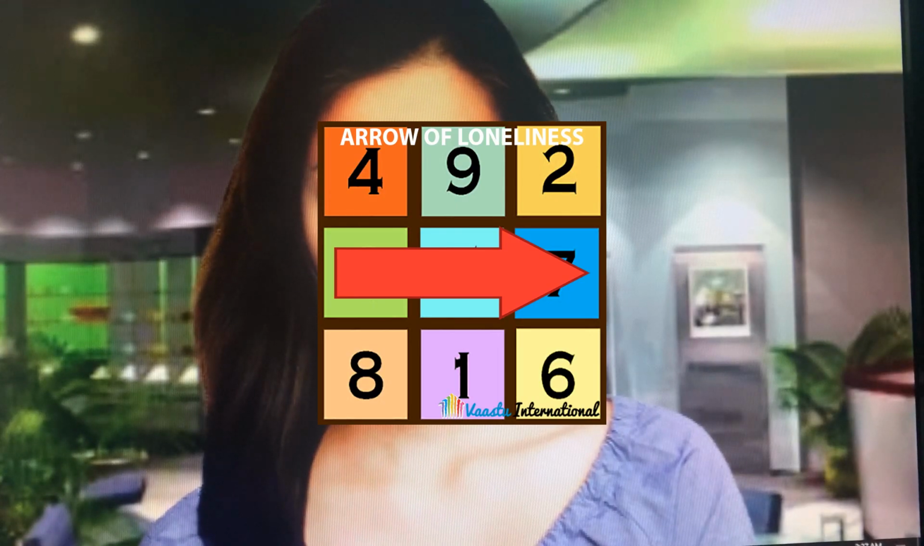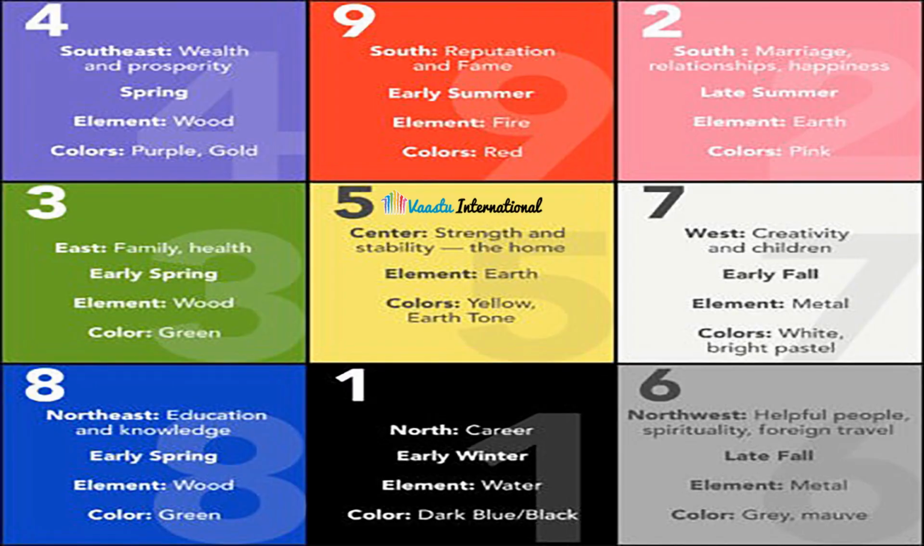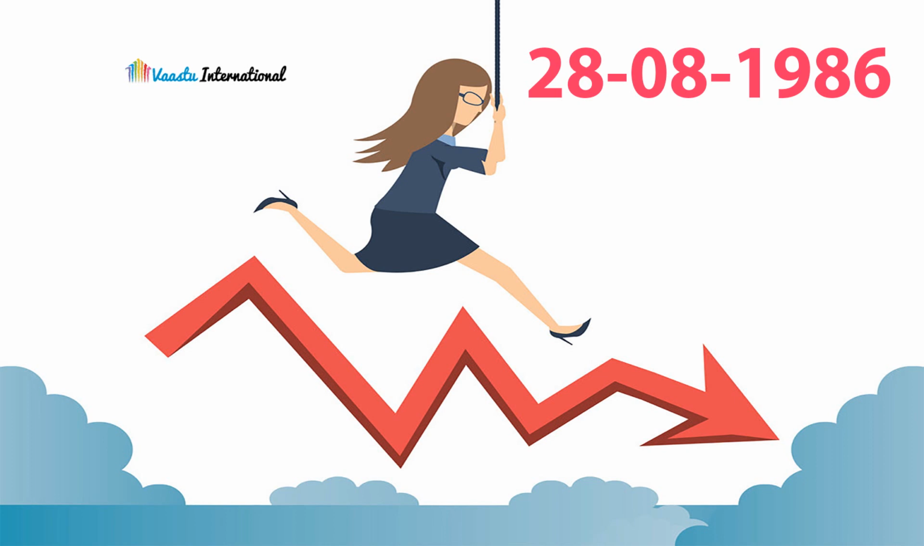The arrow of loneliness. This arrow consists of the absence of the numbers 3, 5 and 7 in the center horizontal row. This arrow denotes a lack of feelings. People with this arrow are so intent on achieving their goals that they forget their friends and family, and consequently lack joy, love and laughter in their lives. They usually suffer enormously from loneliness in their old age. Someone born the 28th of August, 1986, in the lunar calendar would have the arrow of loneliness.